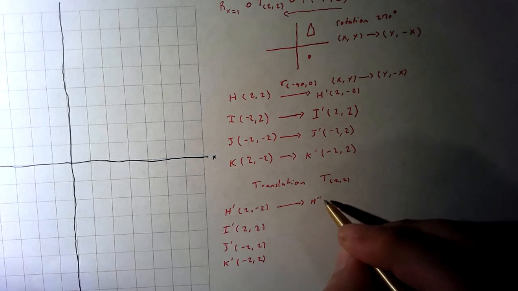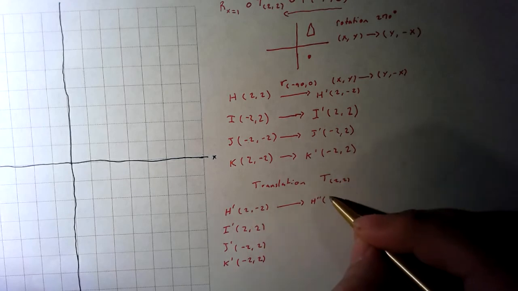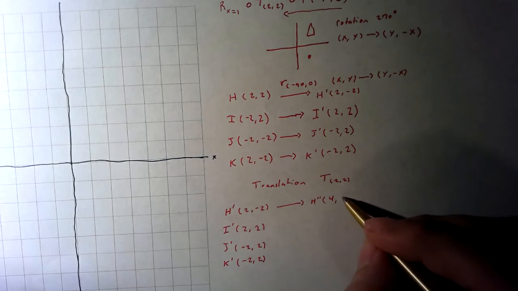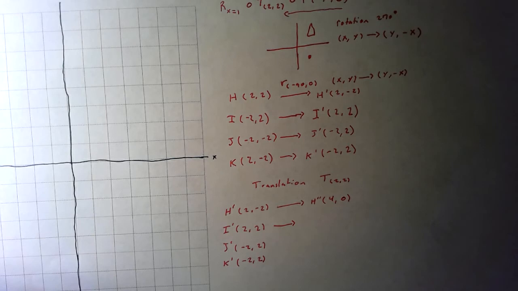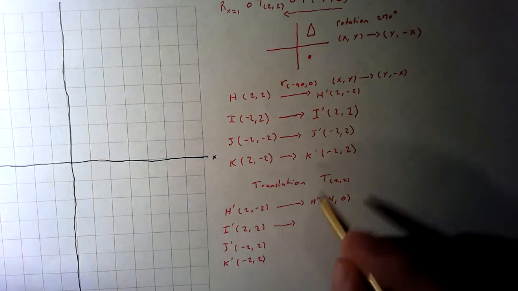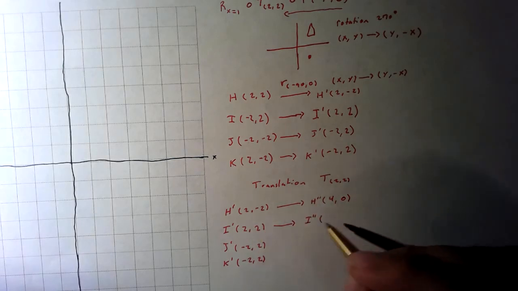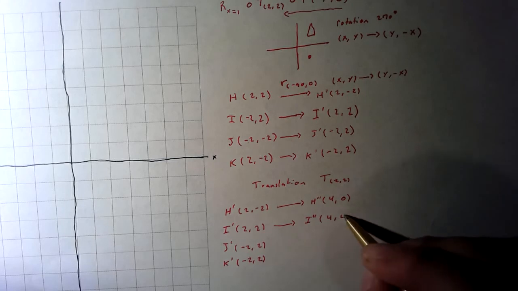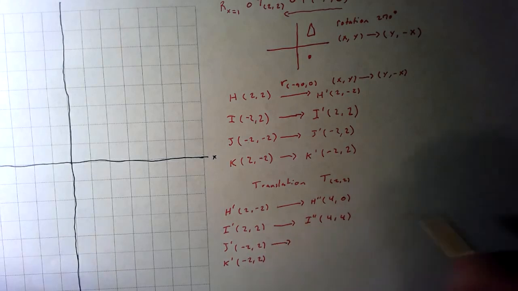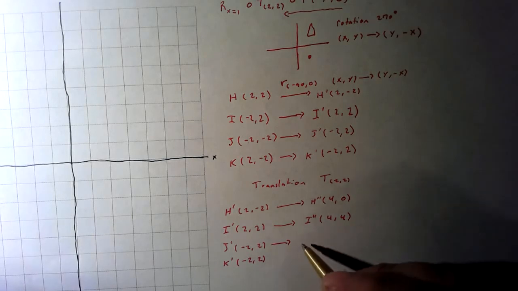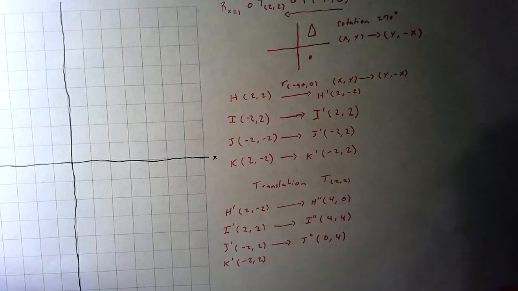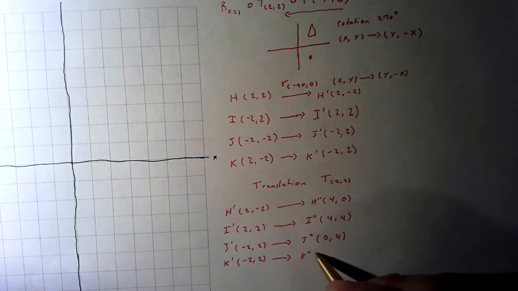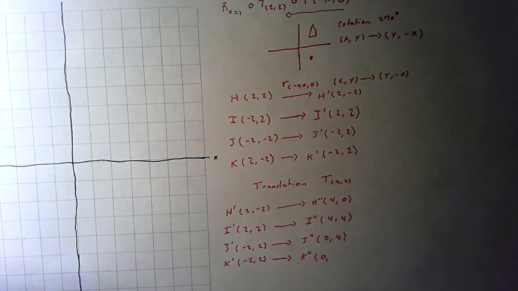So I'll go ahead and write it over here, H double prime. 2 plus 2 is 4. Negative 2 plus 2 is 0. So it goes to 4 comma 0. And then I prime, that becomes 4 comma 4. Remember, we're just adding 2 to the x and 2 to the y. J double prime is 0 comma 4. K double prime is 0 comma 4.